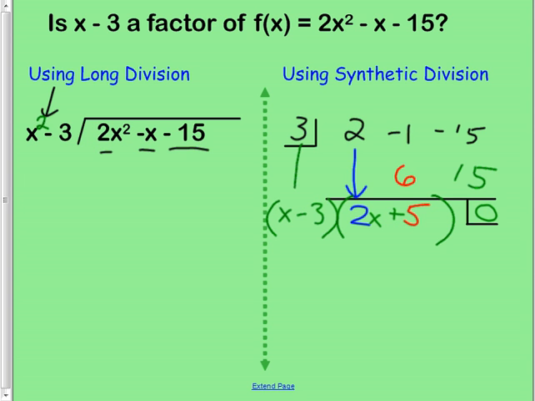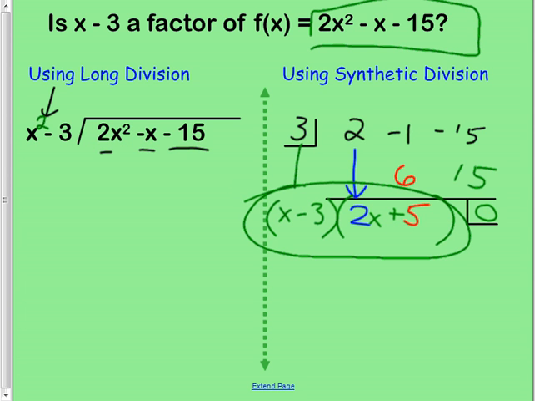Good question. If this is really the right answer, you should be able to multiply it back out, and it should come out to this. Get what I'm saying? All right, that's how you can tell if it works. FOIL it back out. First, outside, inside, and last.